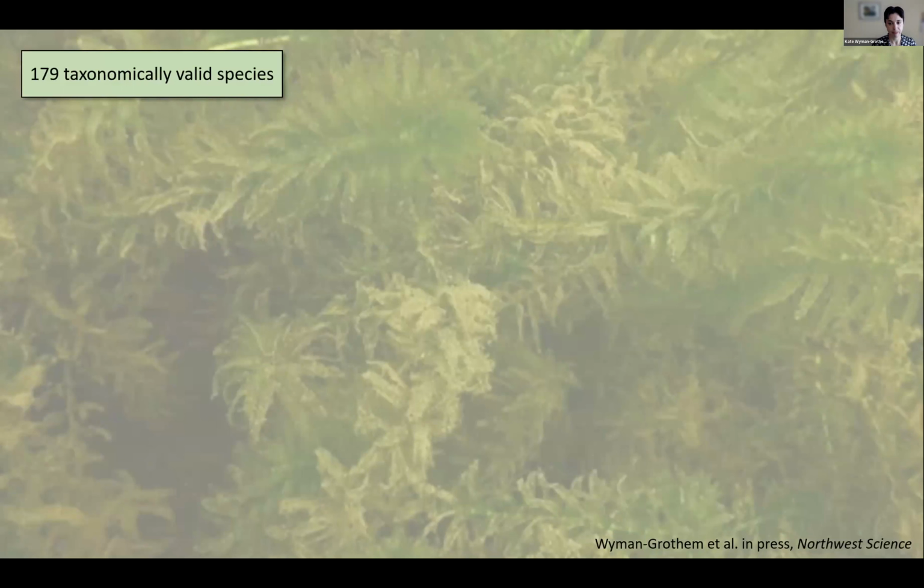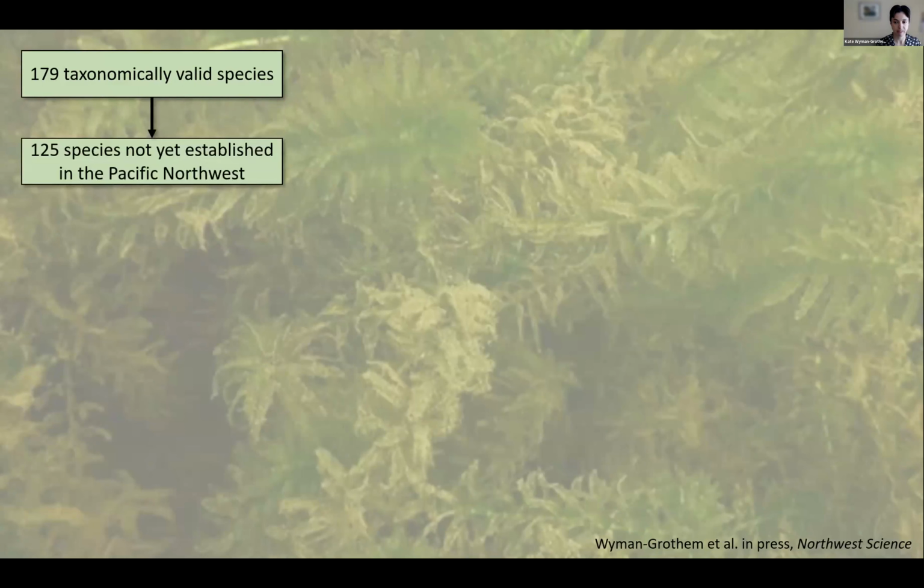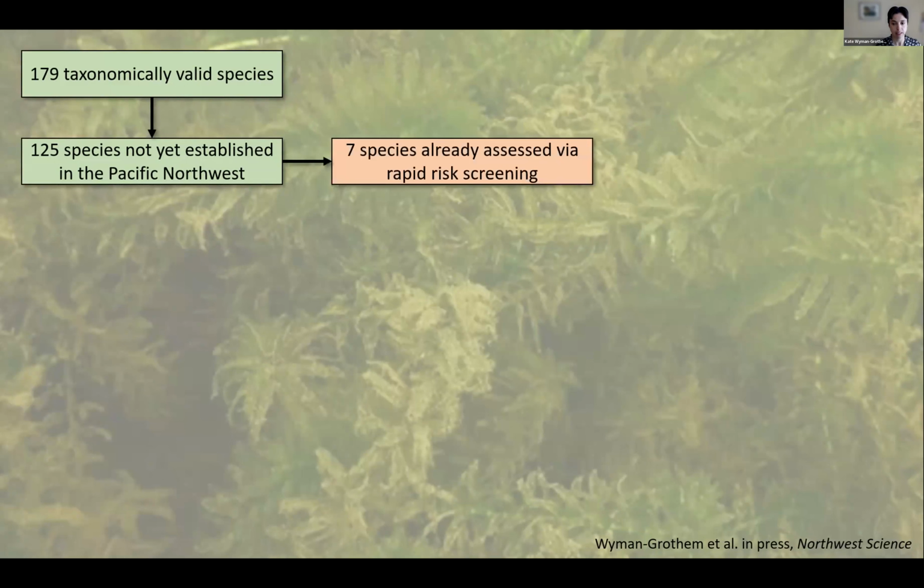Our initial species list from phase 2 included 179 valid species within our focal groups of aquatic plants and algae that are present in those high or medium climate match donor regions from which boaters were most commonly arriving in the Pacific Northwest. We wanted to focus on species that were not already established in the Pacific Northwest, which brought us down to 125 species. Of those, 7 were already present in our risk screening database, so we were able to apply our existing information to the Pacific Northwest target region.